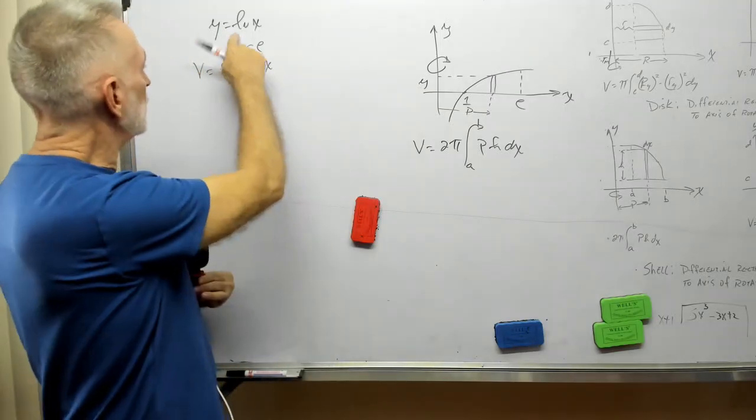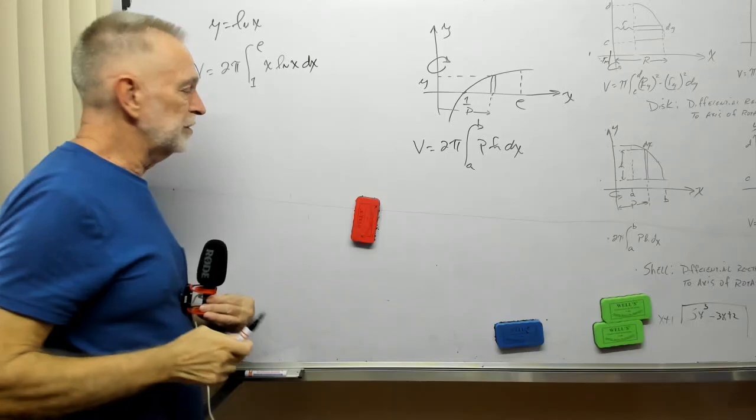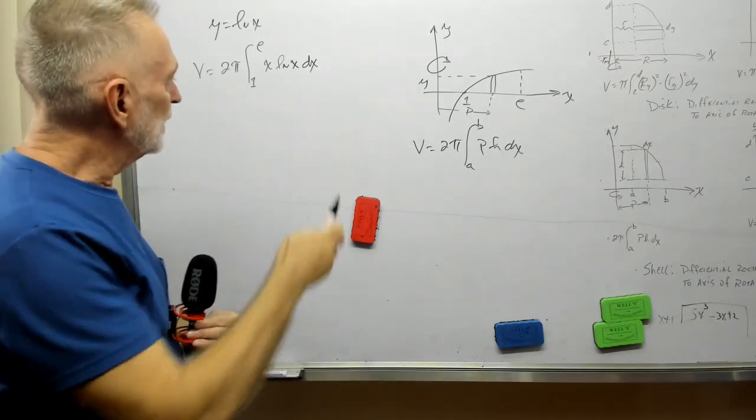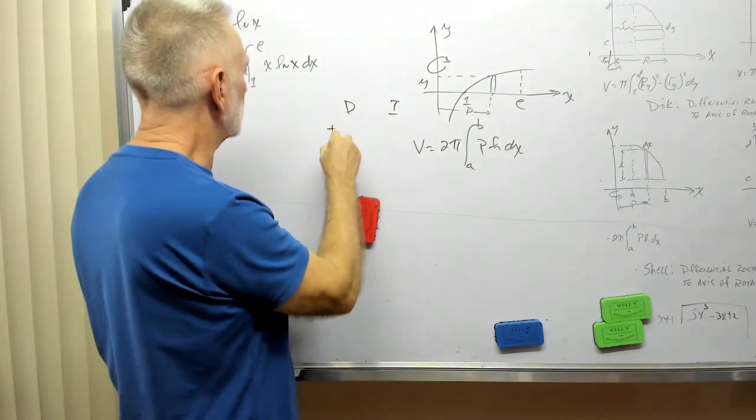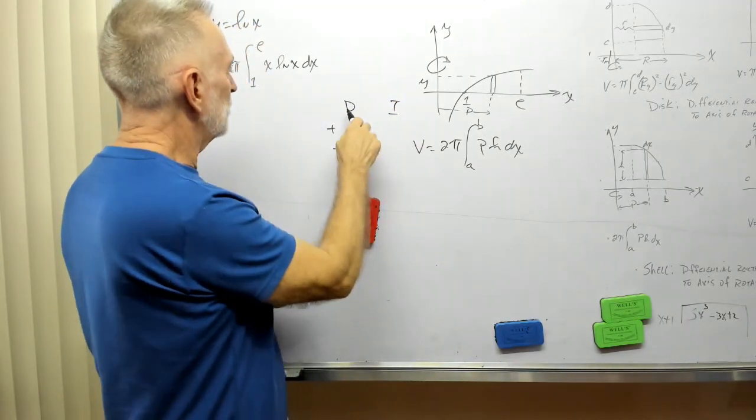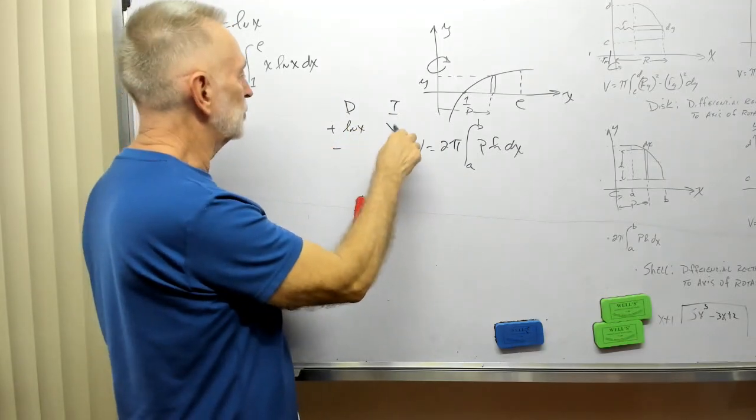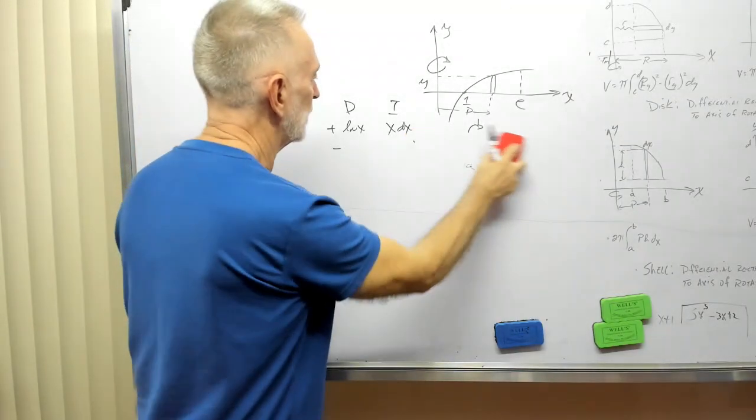Okay, and y, what is y? Y is natural log of x. And I'm differentiating that with respect to x. Well, I could use the DI method here for integration by parts. I'm going to let my piece that I'm differentiating be natural log x. I'm integrating x dx.